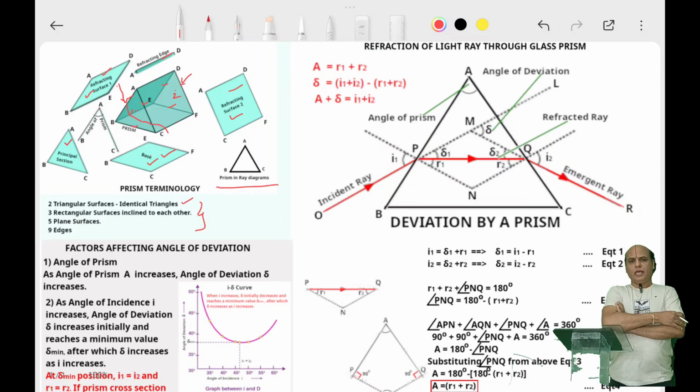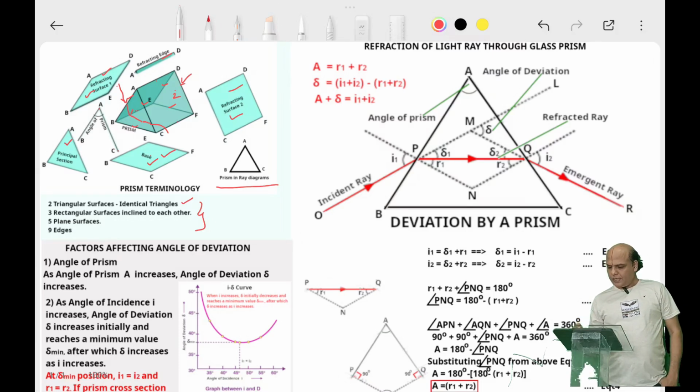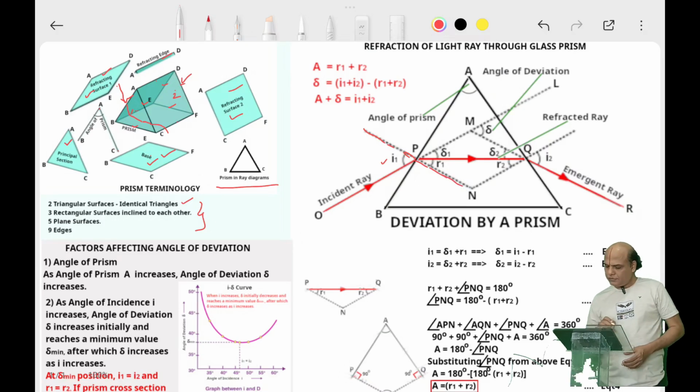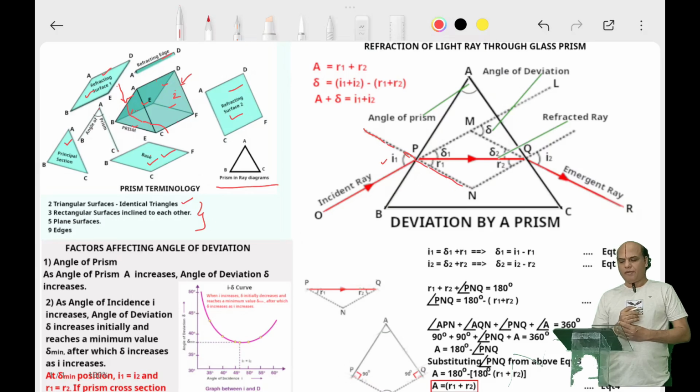Now, let us see how a light ray undergoes refraction through such a prism. On the screen you can see a prism denoted by ABC. A light ray OP, incident at an angle I1, falls on one surface AB of the prism. This is the normal at the point of incidence. Because the ray is moving from rarer to denser, it bends towards the normal and moves along PQ. So PQ is the refracted ray.